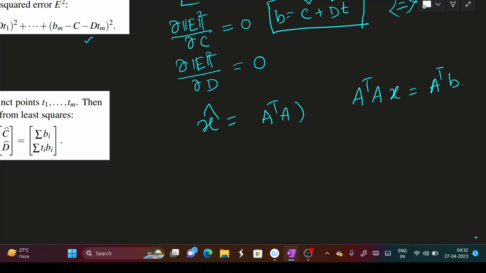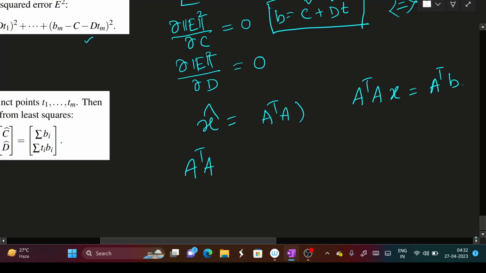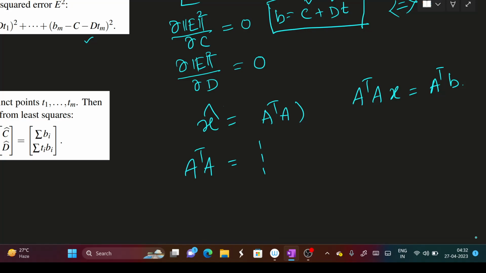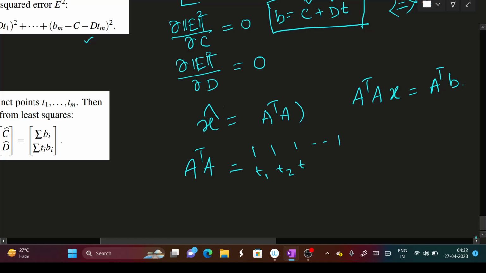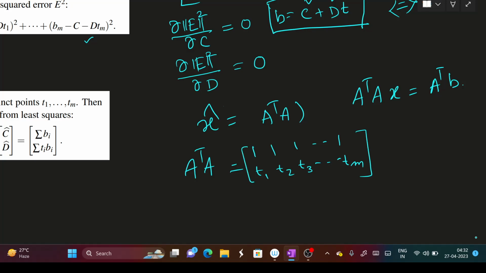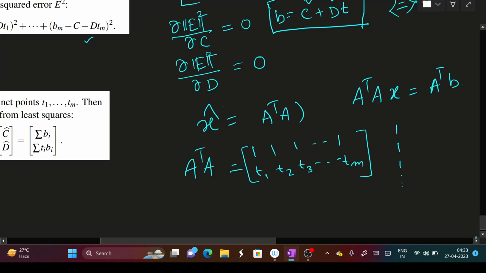So here, what is A transpose A? Simply, what is A transpose A? It is nothing but the matrix with rows 1, 1, 1, all of which will be 1, and T1, T2, T3, Tm, into the matrix with columns 1, 1, 1 and T1, T2, T3, Tm.